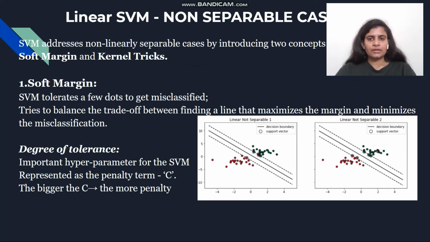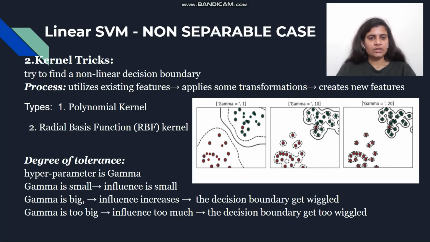And now coming to kernel trick. What kernel trick does is it utilizes existing features, applies some transformations, and creates new features. Those new features are the key for SVM to find the nonlinear decision boundary. There are two types of kernel tricks: polynomial kernel and radial basis function kernel. Similar to the penalty term C in the soft margin, gamma is a hyperparameter that we can tune when we use SVM with kernel.